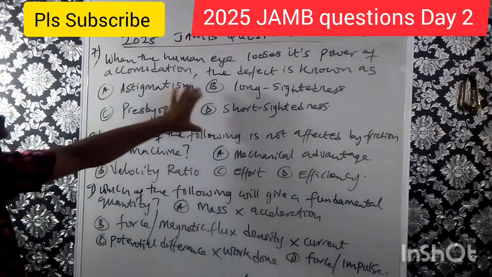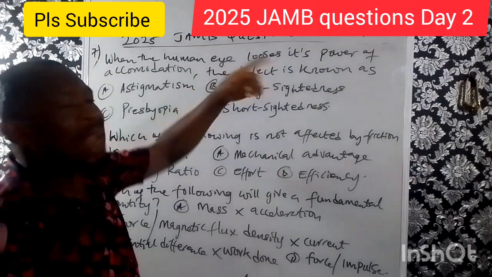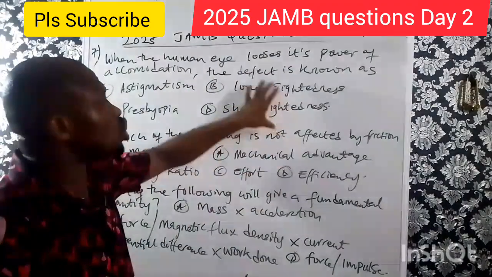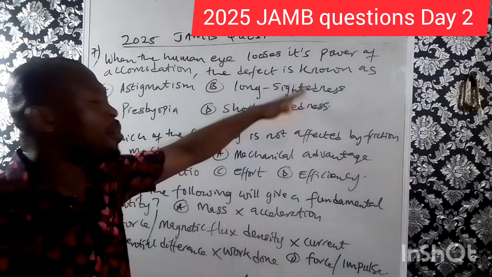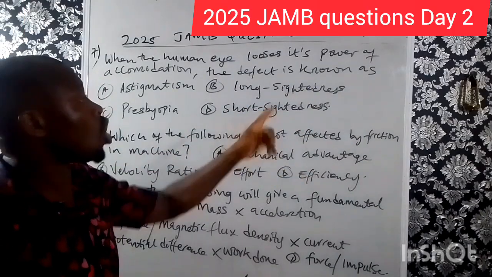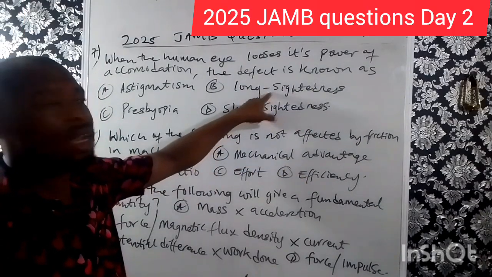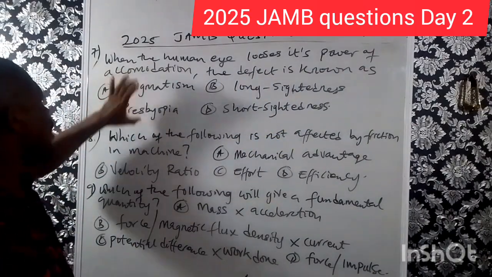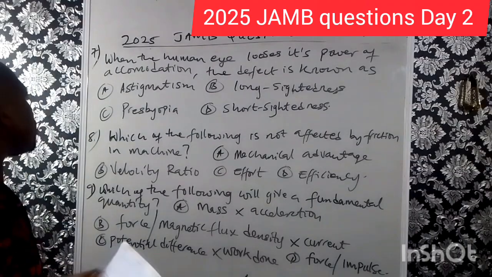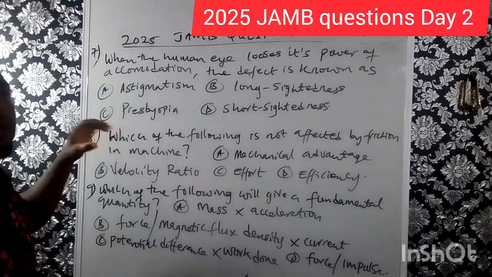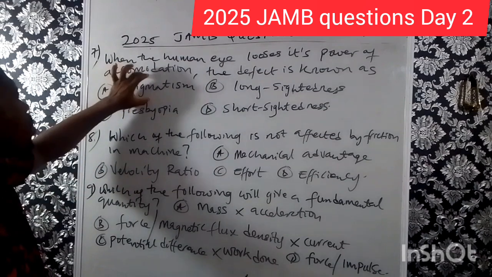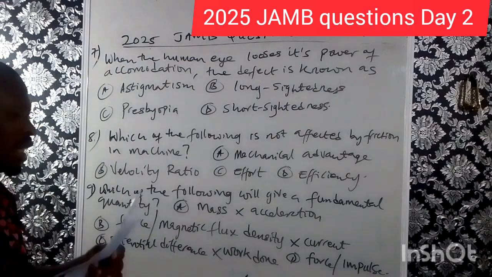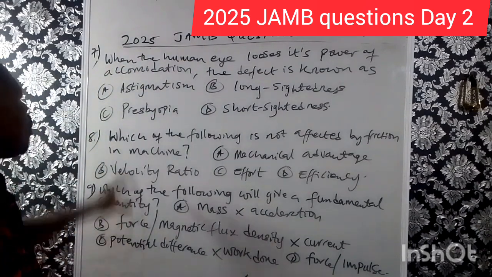Now, if you look at this, of course, when the eye loses its power of accommodation, these two are not among the options there, because they cannot cause long-sightedness or short-sightedness. Now, these two are off. Now, we have between astigmatism and presbyopia. The first one, maybe let us look at what is presbyopia.